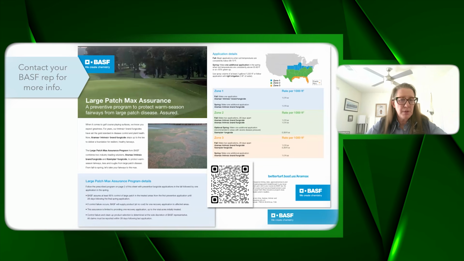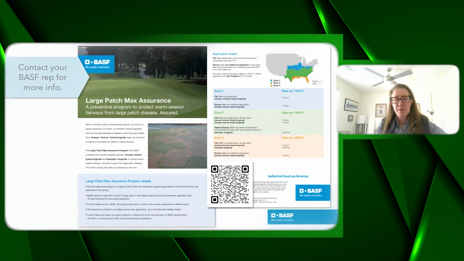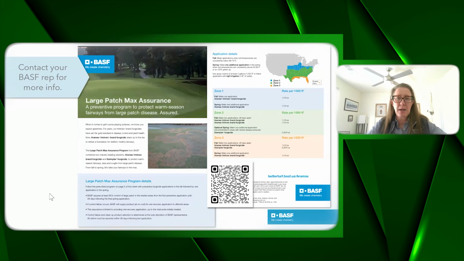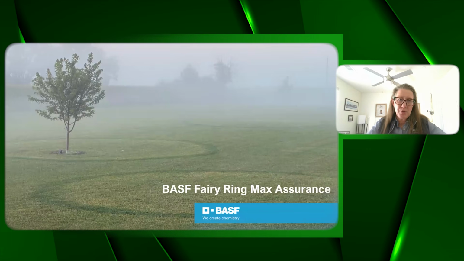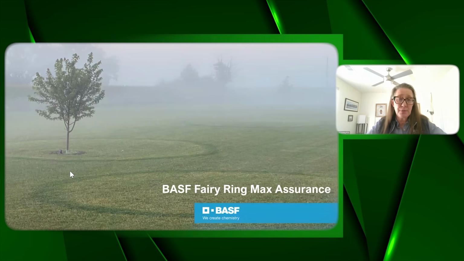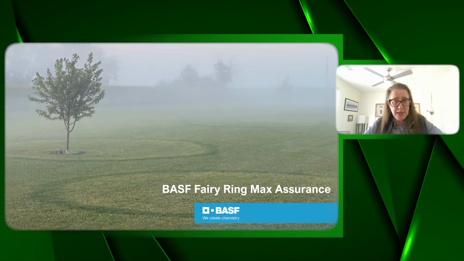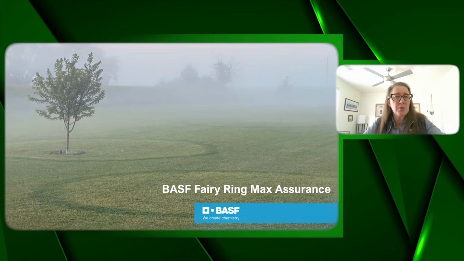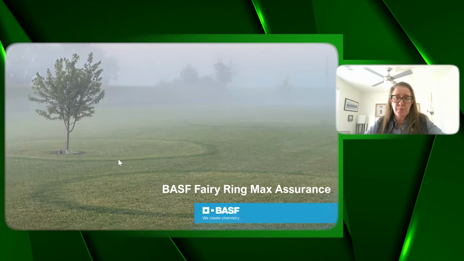Better to act in the fall if you don't want turf damage, especially because people play through the winter. So you can get in touch with your rep or with me, and I'd be happy to help you with that. I want to mention Fairy Ring Max Assurance too, even though we weren't going to talk about fairy ring today, because there's something that you can do in the fall to help if you've had a rough fairy ring season, if you've had dry down or weather-related injury this year, or if you just don't want to have any shenanigans next spring. So I want to mention this to you.